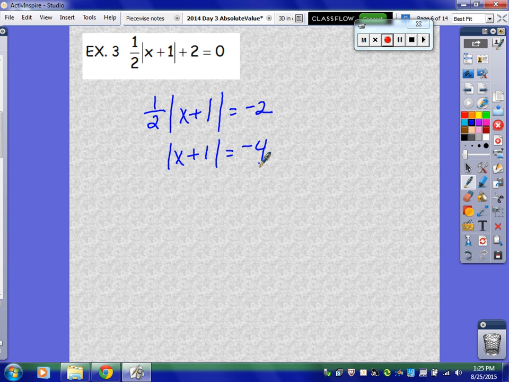Well, recall from our definition that an absolute value always has to be positive. So an absolute value cannot equal a negative value. So that's why this one has no solution.